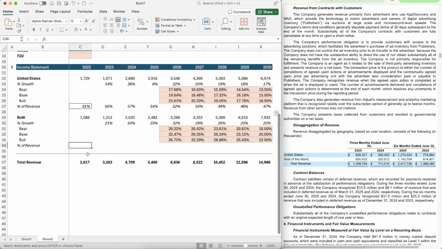So as we can see, percentage of revenue for the US has gone from 60%, and it could potentially go down to 47% as the company grows in the rest of the world. The fact that at the moment revenues for the rest of the world are pretty much equal to the US shows just how much growth potential there probably is for the rest of the world, which is probably why the company is valued so highly.